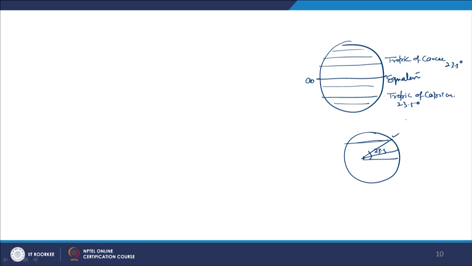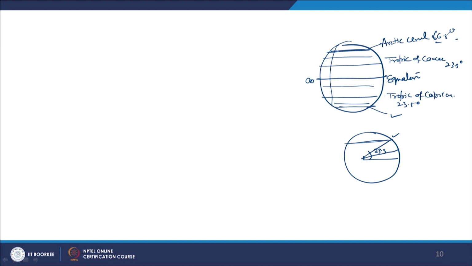Then at 66.5 degrees, it is the Arctic Circle, and here it is the Antarctic Circle. They are around 66.5 degrees, right? So when we move north or south, there is a change in the latitude.